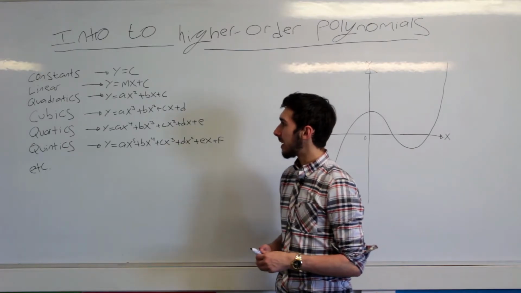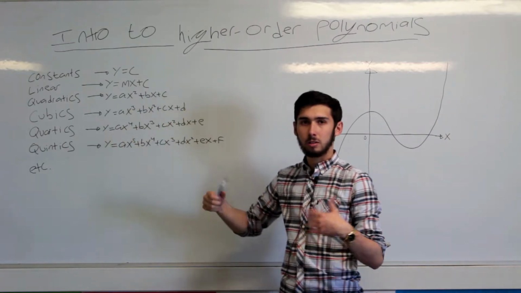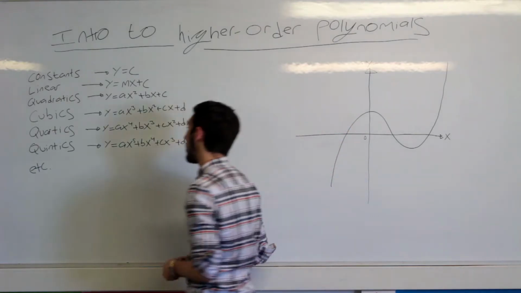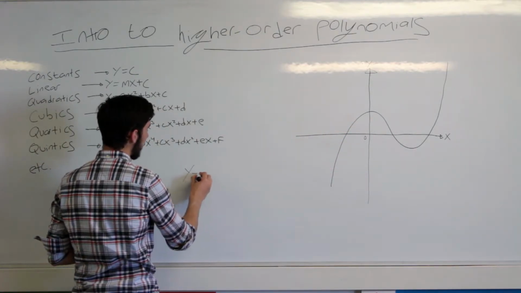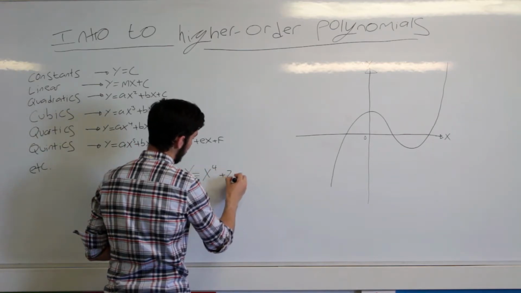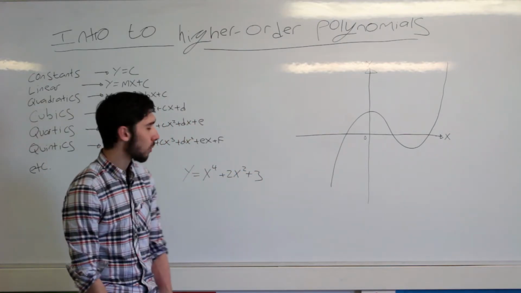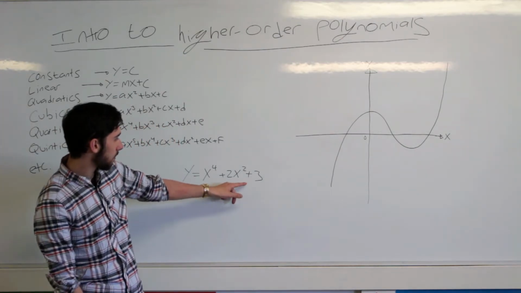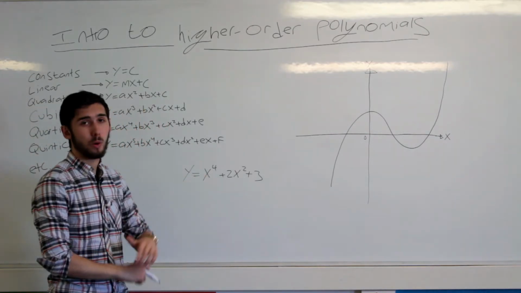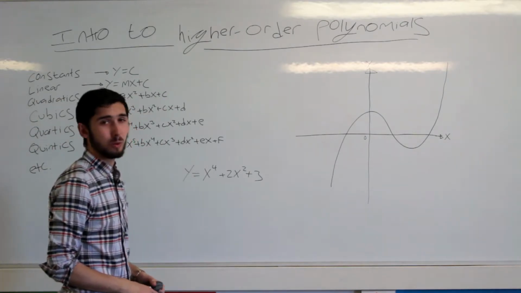Now, something to note is that if any of the other terms, other than the front most, leading term, are 0, that is fine. So an example of a quartic could be y equals x to the 4 plus 2x squared plus 3. That's a quartic. You might say, hold on, where's the x cubed term? Where's the x term? It's still a quartic, because it's got an x to the 4 in it. As long as it's got an x to the 4 in it, it is a quartic. Same logic applies to all of these guys, okay?